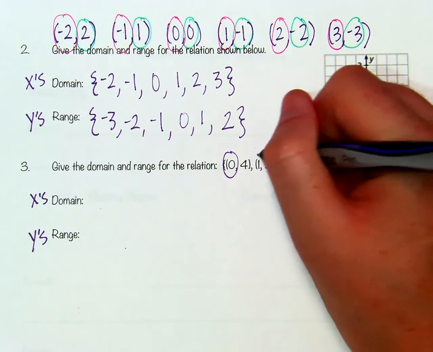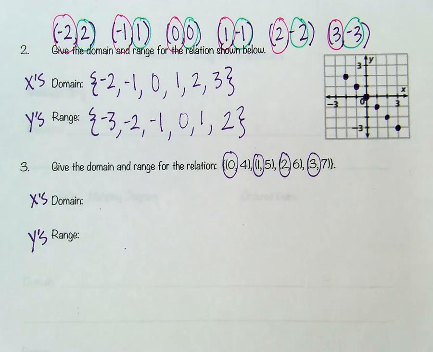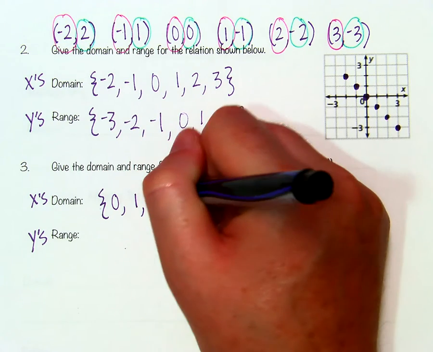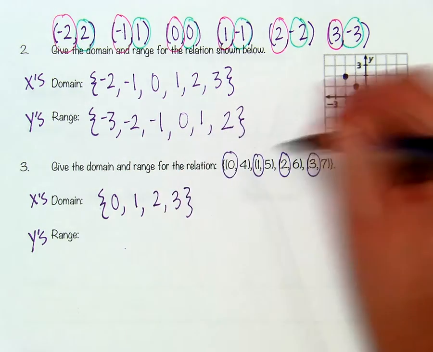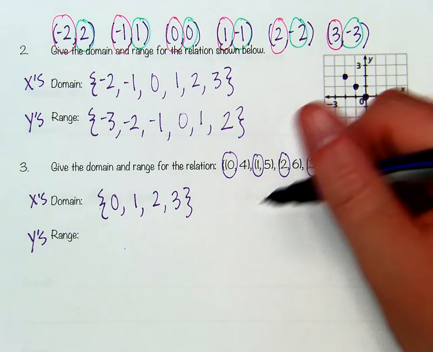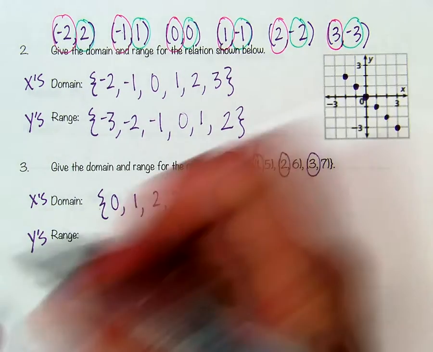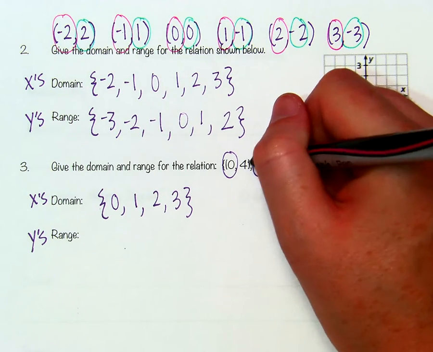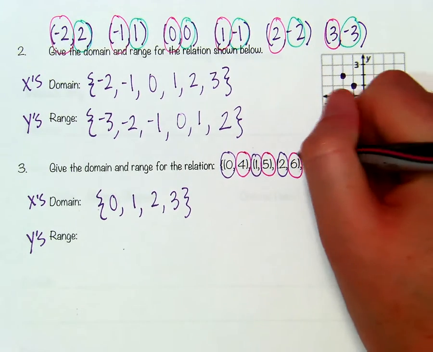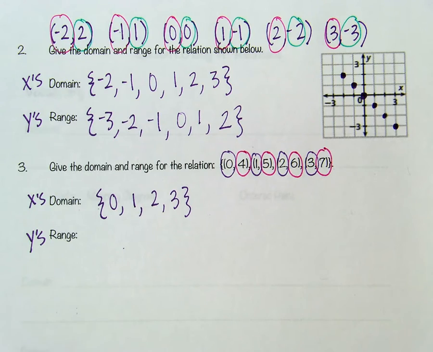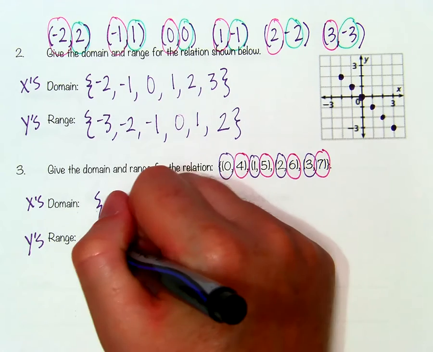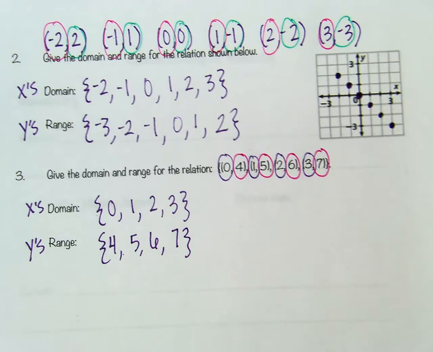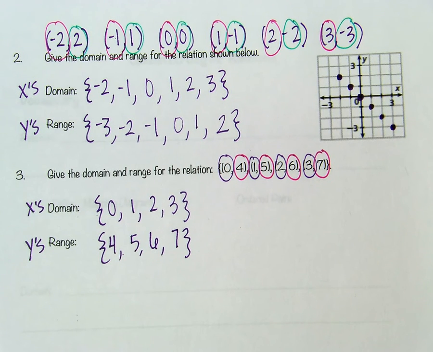0, 1, 2, and 3. Remember when you list them out to put them in order. So 0, then 1, then 2, then 3. I did not have any repeats for that one. If I did, I would have to make sure that I didn't repeat them when I wrote out my list. And then for the range, I've got the y's. So that would be the 4, the 5, the 6, and the 7. So when I go to write that out, I would write 4, 5, 6, 7, close up your brackets. And that's all we do for domain and range, guys.